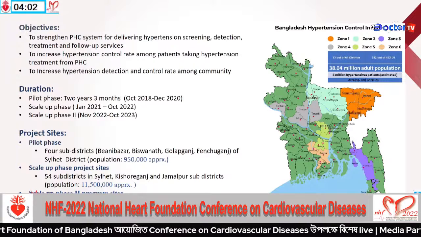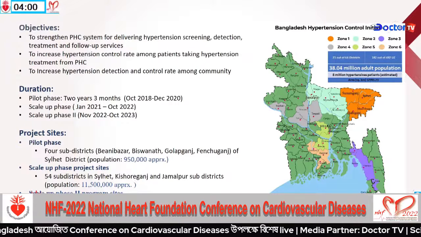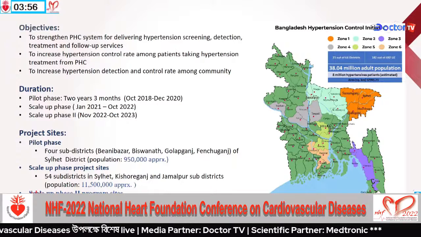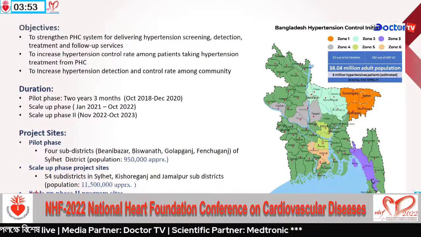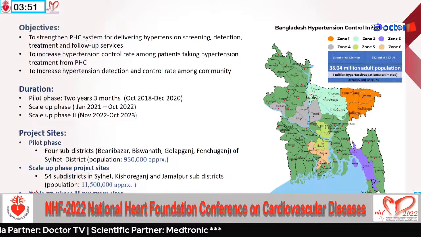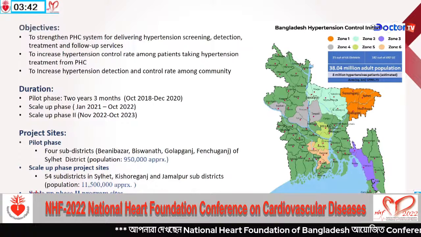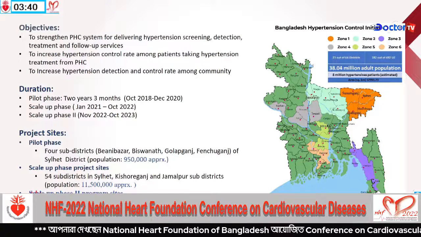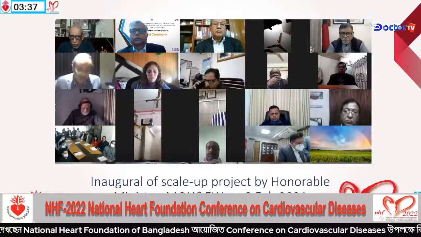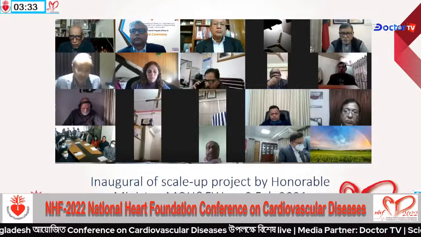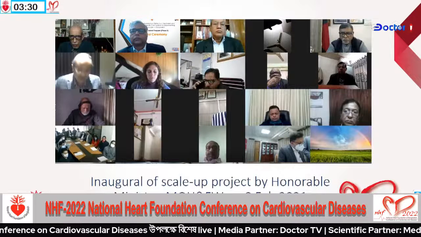The scale-up phase started from January 2021 and ended in October 2022 this year. And now scale-up phase 2 has started, from November 2022 to October 2023, where 182 sub-districts in Barishal, Chattogram, Dhaka, Mymensingh, Rajshahi, and Sylhet divisions will also be included. And this is the inaugural, just a photo. This was done virtually on 8th February 2021, the first scale-up project.